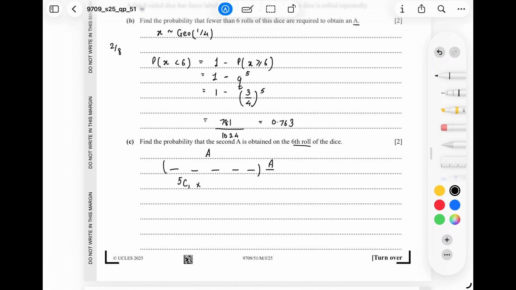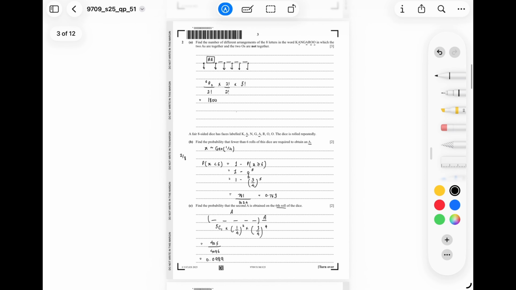And then the probability of success is 1 over 4 and the probability of failure is 3 over 4. So we know that you're going to be successful twice because you're going to get 2 A's, and you're going to be unsuccessful 4 times. You do 5 choose 1 because out of these 5 options you can get 1 A, and then you just multiply all of this and you're going to get 405 over 4096. You can just write it in 3 sig fig and you get 0.0989. So this was it for the second question.